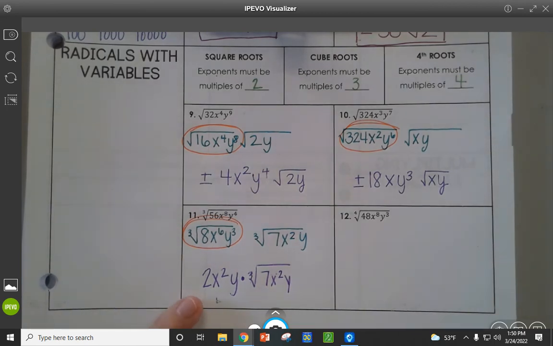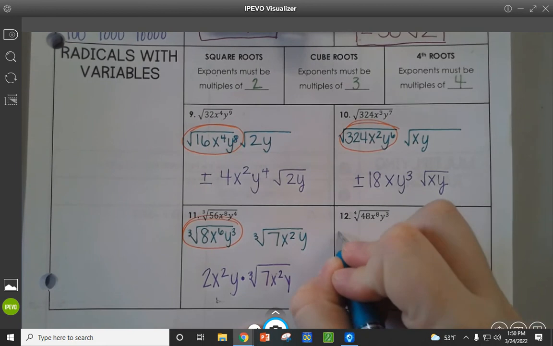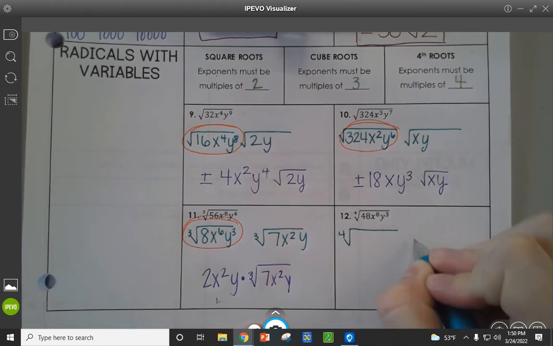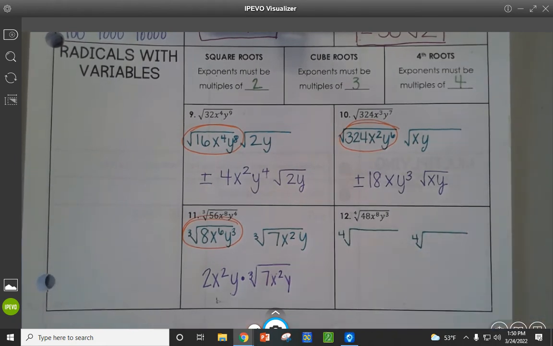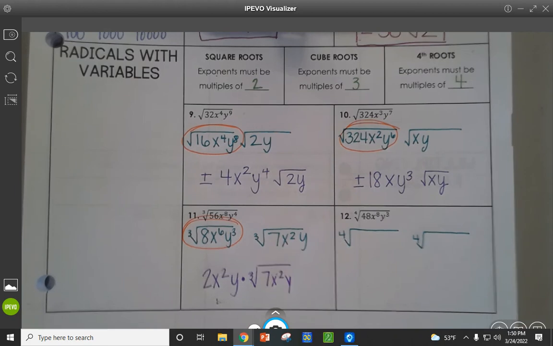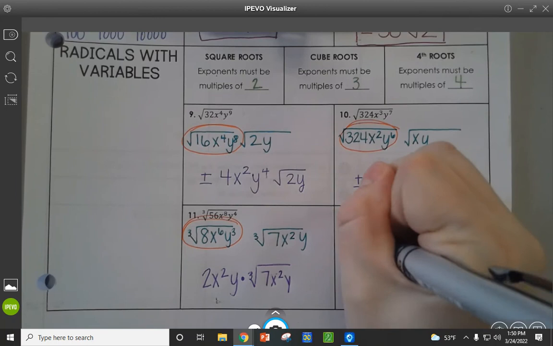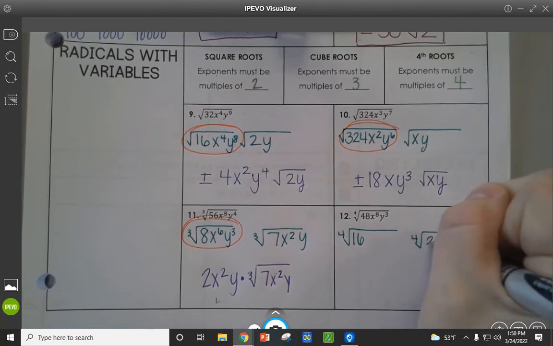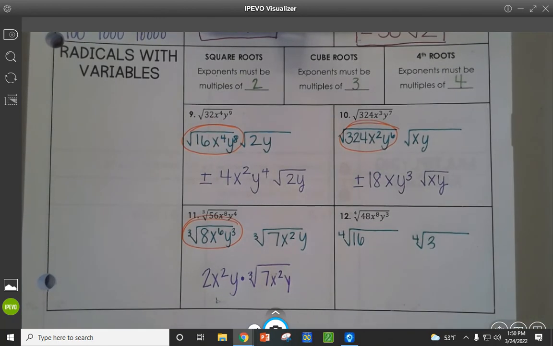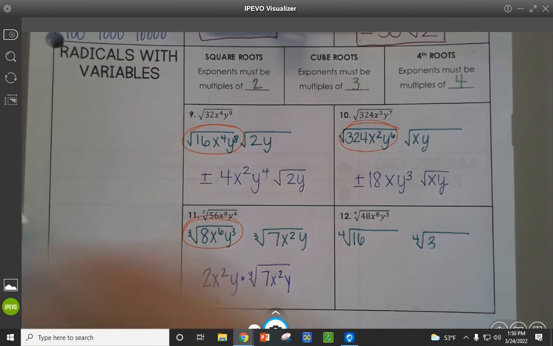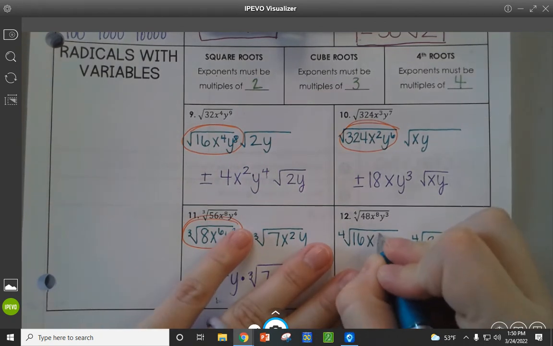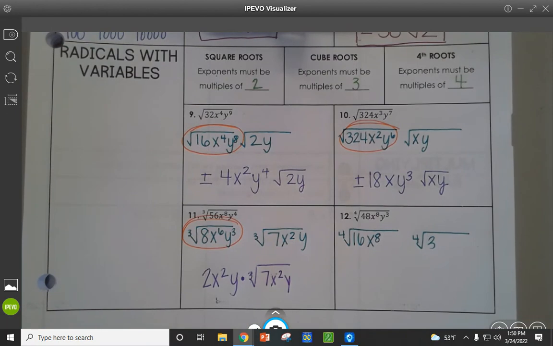And number 12, last one, we're doing 4th roots. What's the largest perfect 4th that goes into 48? 16 times what? 3. Is x to the 8th a perfect 4th? Yep, 8's a multiple of 4. So the entire x to the 8th stays over here. Don't need to move any out.